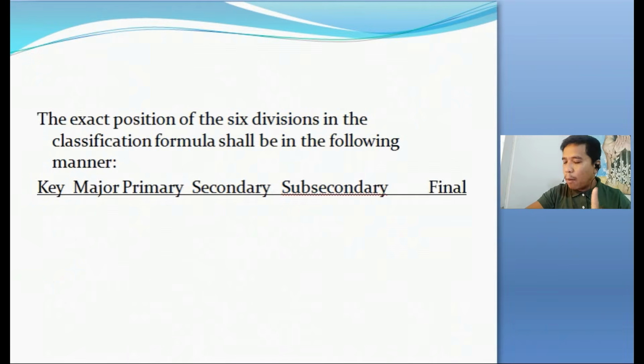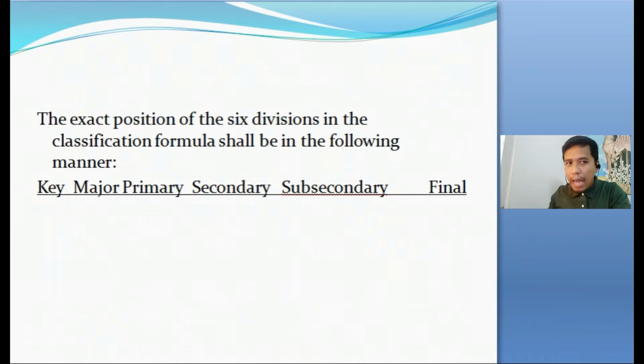But what I want you to do, cadets, is as much as possible, internalize po ninyo, familiarize yung chronological order po sa classification formula. Okay? Or sa classification line rather. Classification line. Yung order po natin sa classification line, ganito po. Ang nag-uuna or the first one is the key classification. Pangalawa, major classification. Pangatlo, primary classification. The third one is secondary. The fifth one is subsecondary. Yung pinaka-last is final classification.